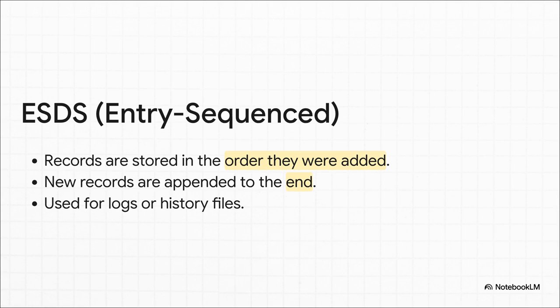This one's super simple. Records get stored in the exact order they're added, and new data always gets tacked on to the very end. This makes it the perfect setup for things like audit trails or transaction logs, where the chronological order is everything. It's just like writing in a diary or a ship's log. You never go back and squeeze an entry into the middle.